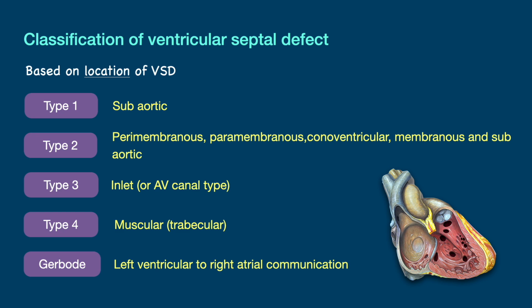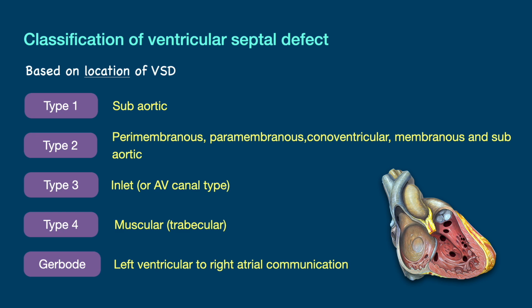Type 2 is also known as perimembranous, paramembranous, conoventricular, membranous, and subaortic. This type is the most common variety, found 70% of the time. Type 3 is known as inlet or AV canal type. However, it is commonly associated with atrioventricular septal defect, found in about 5% of cases. Type 4, also known as musculotype, is located in the muscular septum, found in 20%, and can be subclassified again based on the location into anterior, apical, posterior, and mid.